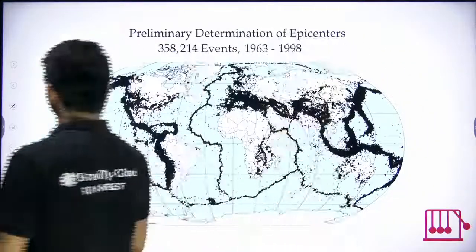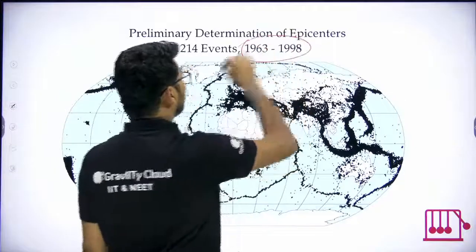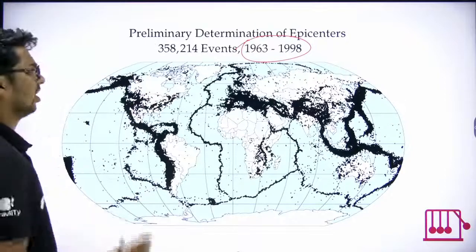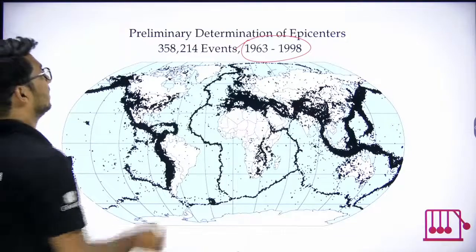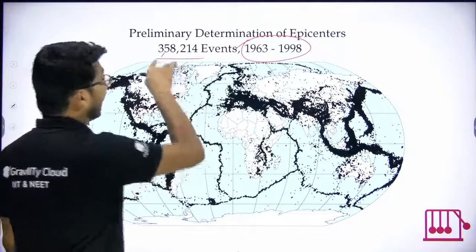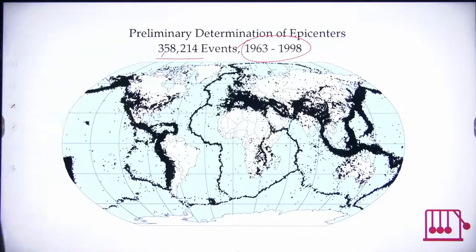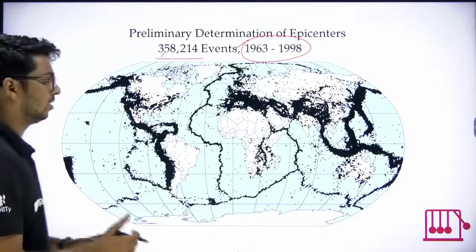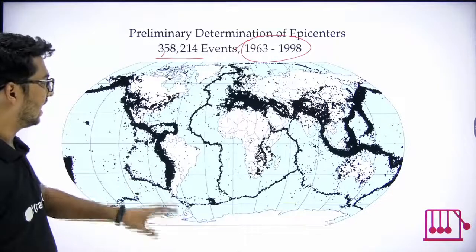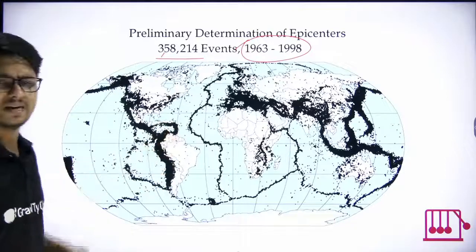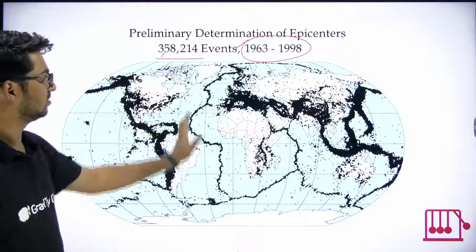So again, a simple map has been shown to you. How many earthquakes have been recorded? This is only from 1963 to 1998. You need not remember this, you just have to look at this and appreciate the information. And how many are there? 3 lakh, huge, 3,58,214 earthquakes have been recorded. If you can see it, the earthquakes are occurring at some particular places, at least most frequently. They are occurring at a few places.